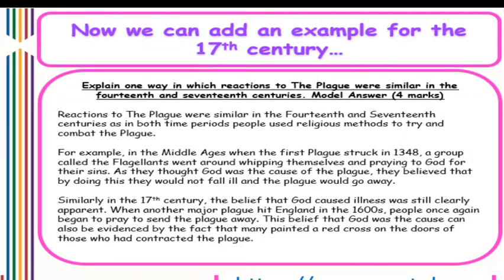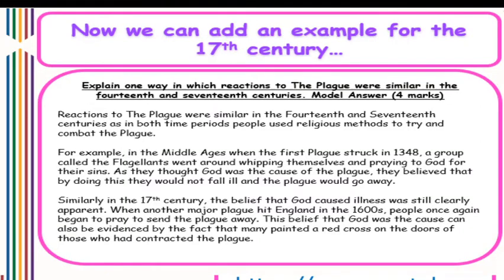Okay, now that we've done that, we can add an example for the 17th century. So down here at the bottom, I'm just adding on from where I left off before. So similarly, in the 17th century, the belief that God caused illness was still clearly apparent. When another major plague hit England in the 1600s, people once again began to pray to send the plague away. This belief that God was the cause can also be evidenced by the fact that many painted a red cross on the doors of those who had contracted the plague. Okay, so again, following through with religion.